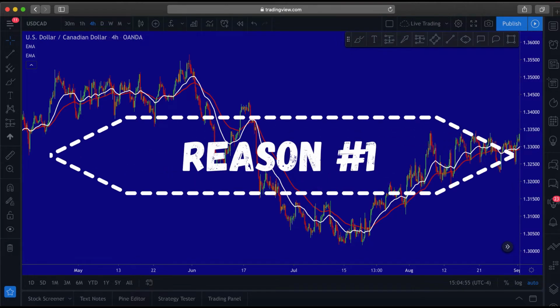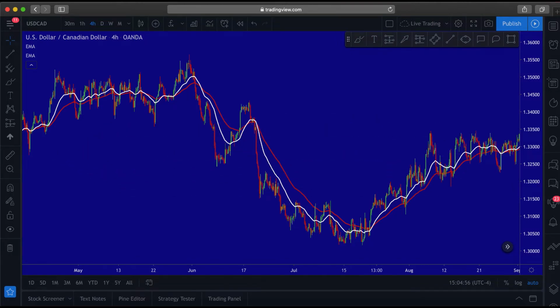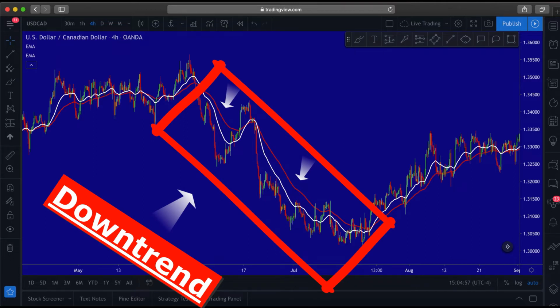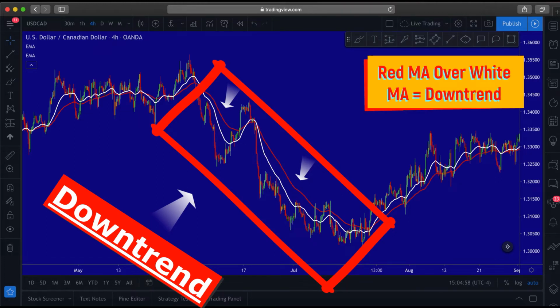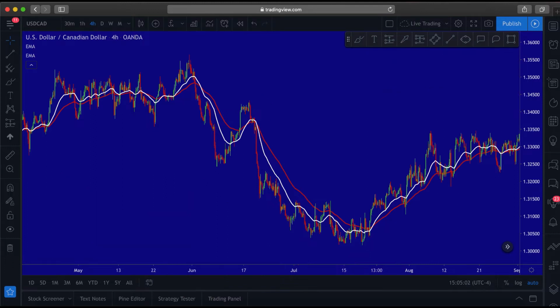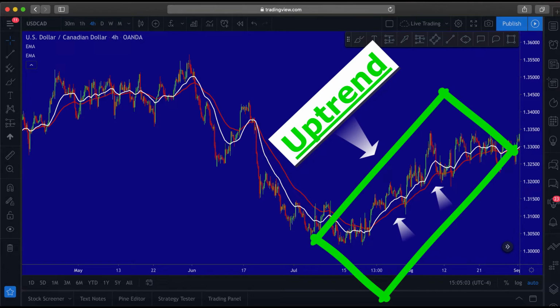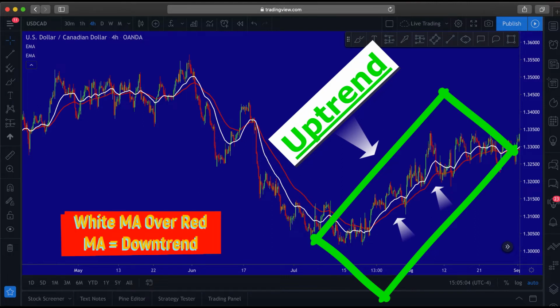Reason number one, now we hinted at this earlier. When price action is below the moving average, that means that it is a downtrend market. In simple terms, when the red moving average, which is the 55 EMA, is above the white moving average, which is the 26 EMA, then we know that we are in a downtrend market. When price action is above the moving average, that means that we are in an uptrend. In simple terms, when the white moving average, which is the 26 EMA, is above the red moving average, which is the 55 EMA, then we know that we are in an uptrend market.